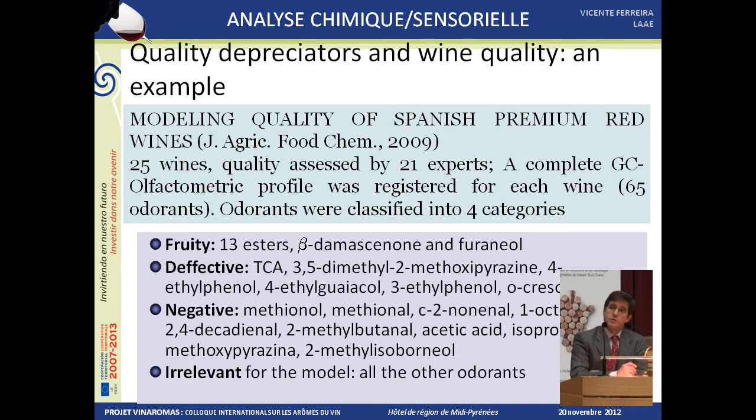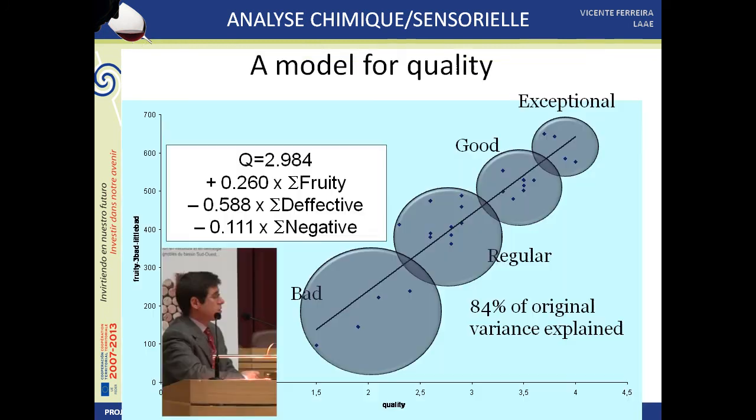Just putting all this information together, we came across a fantastic model for predicting wine quality. The quality of these red wines was perfectly explained by this simple equation. The quality is just the addition of all the fruity compounds that the wine has, minus all the negative compounds and the defective compounds that the wine has. And the ability to predict the quality of the wine with these scores was fantastic.